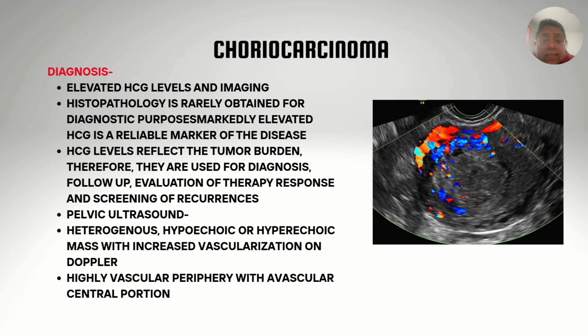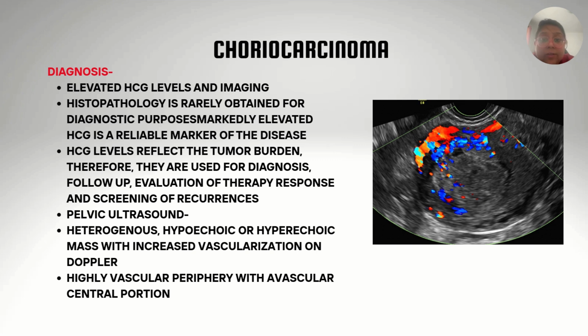Elevated HCG levels and imaging are usually done for detection of choriocarcinoma. Histopathology is rarely required. HCG is a reliable marker of the disease as it reflects the tumor burden. Therefore, it is used for diagnosis, follow up, evaluation of therapy response, and screening of recurrences.